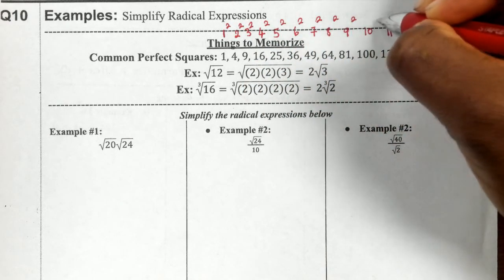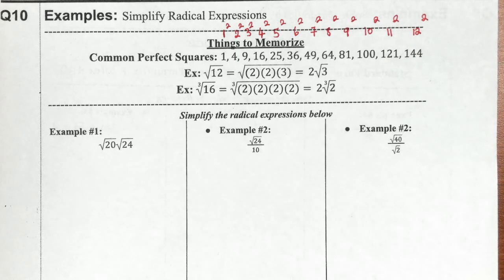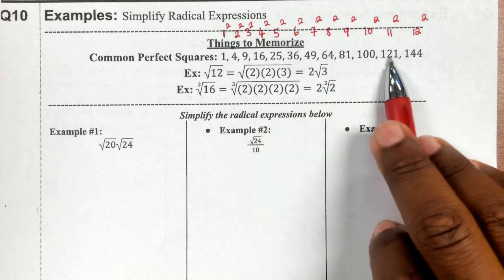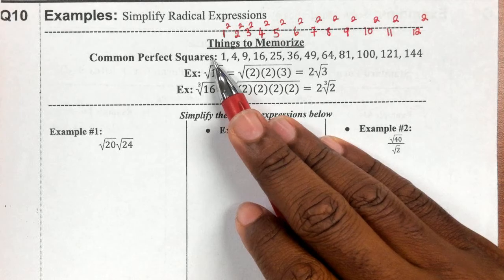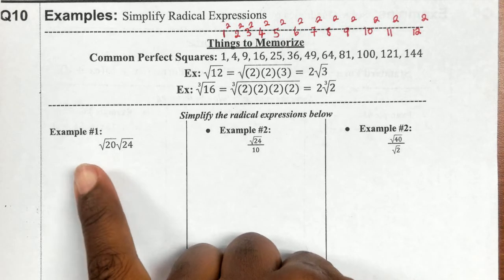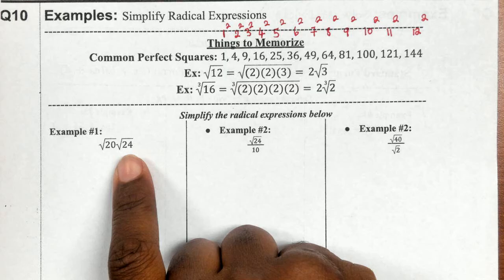When you're doing this, you need to memorize this. If I asked you what is 6 times 6, you should know it's 36. 11 times 11, 121. 1 times 1, 1. 3 times 3, 9. That should be automatic for you. Now we are going to solve and simplify this radical expression.